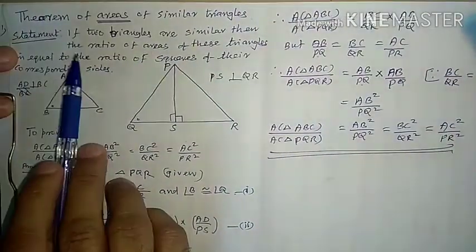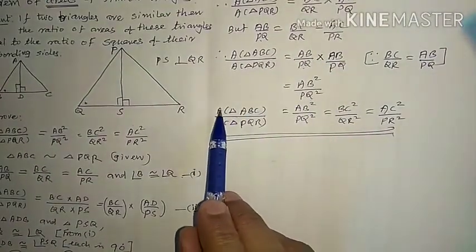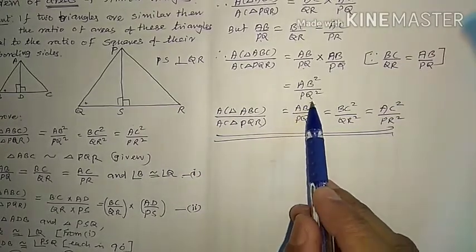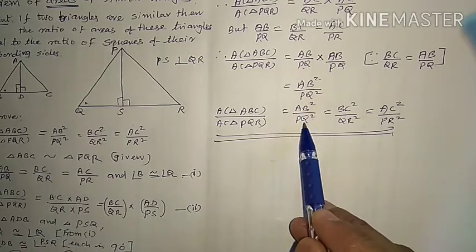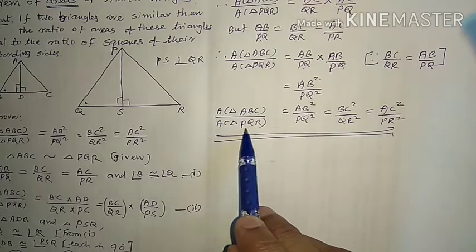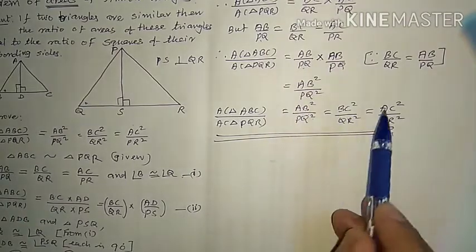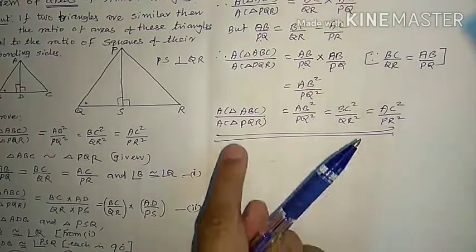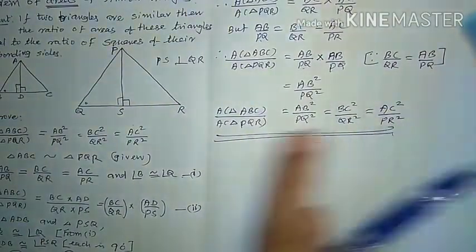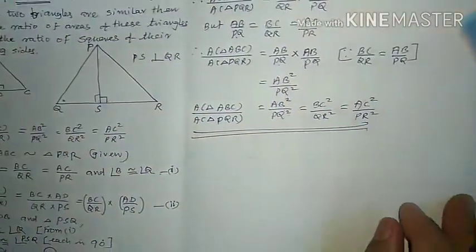What is the statement? Theorem of areas of two similar triangles: the ratio of areas of two similar triangles is equal to the ratio of squares of their corresponding sides. If AB is a corresponding side, then the corresponding side of the second triangle is PQ. So ratio of squares of their corresponding sides. Here also the same thing. This ratio equal to this ratio. Okay, that is a theorem. Now we pass on to the problems, the exercise part.